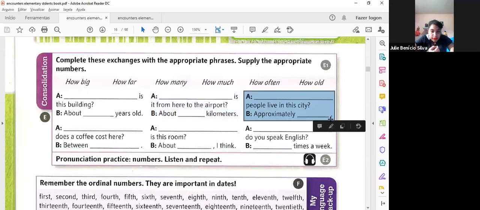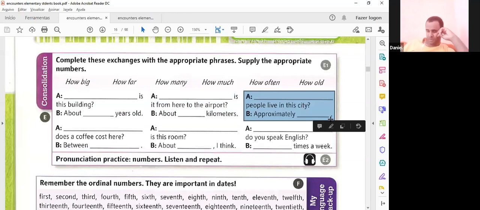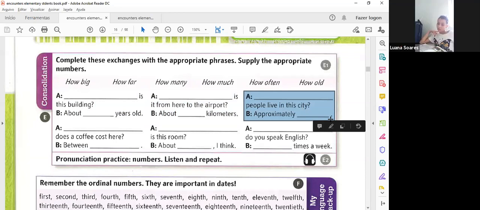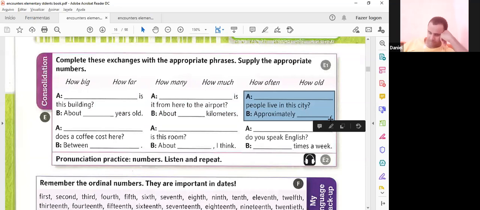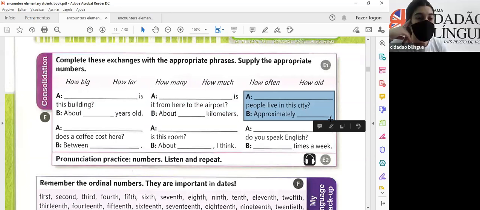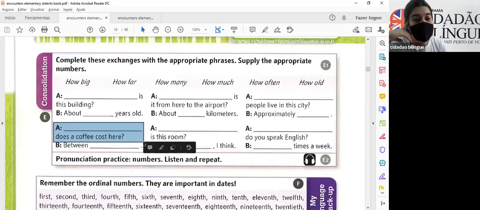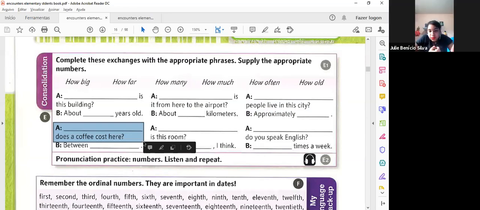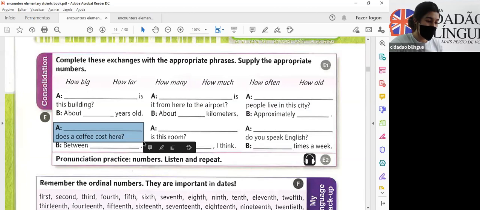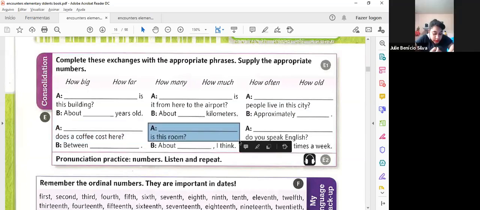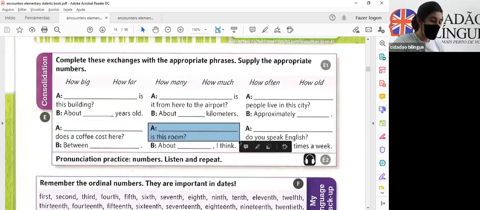Next, people live in the city. How many people live in the city? Very good. Next, does a coffee cost here? How much does a coffee cost here? Very good. Next, is this room? How big is this room? Very good.